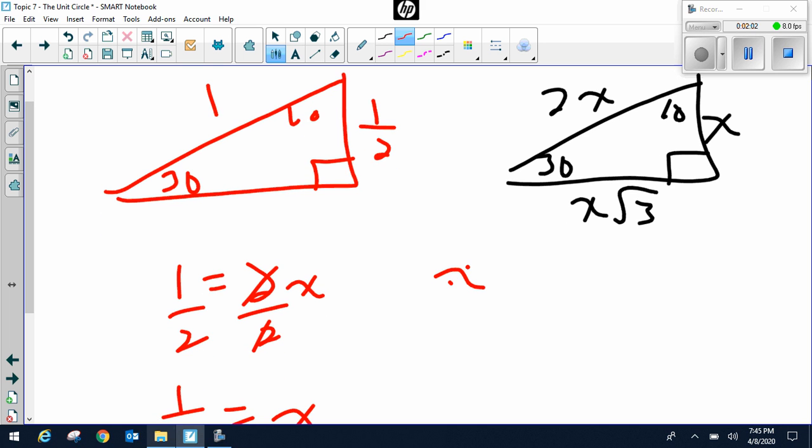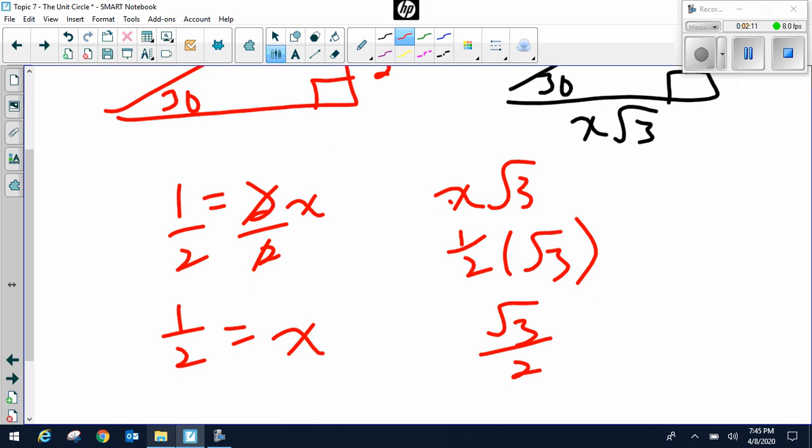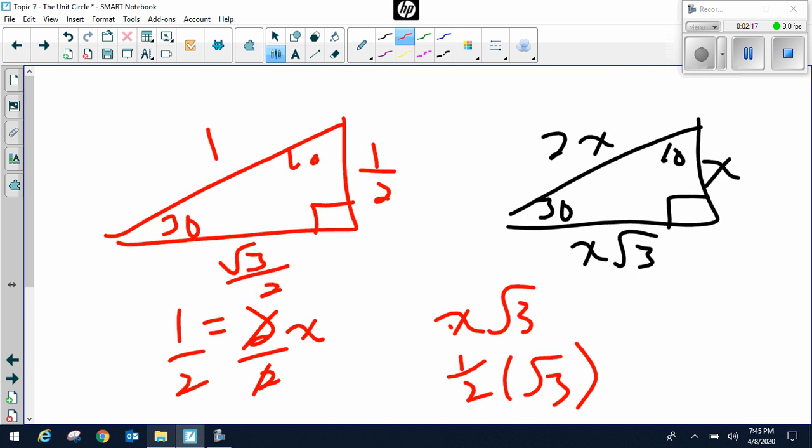That's the shorter side. The longer side is x times the square root of 3. Well, you just found out that x is 1/2, so it's 1/2 times the square root of 3, or the same as square root of 3 over 2. And the reason why this is important is because this is how you get the ordered pairs.